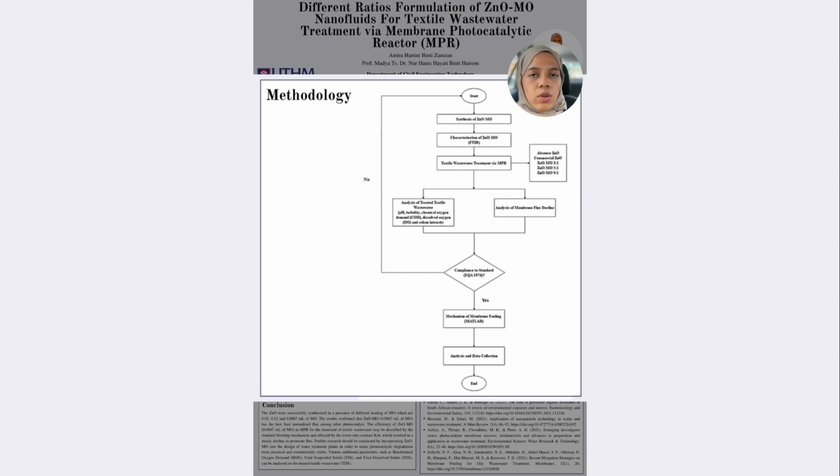And then the ZnO-MO were ready for characterization via FTIR, as well as ready to treat the textile wastewater via the MPR system. Treatments with absent ZnO, commercial ZnO, and ZnO-MO with different ratios, which are 3:1, 5:1 and 9:1, were conducted via MPR. After completing the treatment via MPR, permeate's quality was analysed in terms of pH, turbidity, COD, DO and colour intensity in order to achieve the second objective of this study.